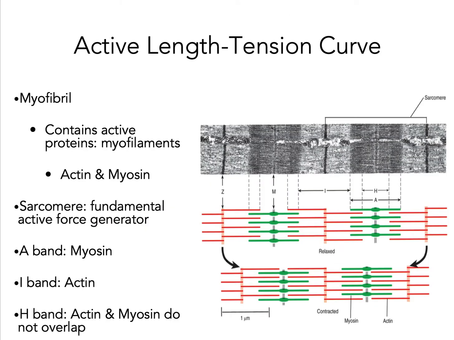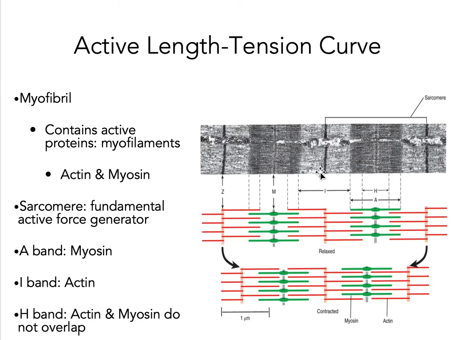Now, let's take a look at active length tension curve. The regular organization of the filaments produces a characteristic banded appearance of the myofibril as seen under the microscope right here. So myofibril contains, as we mentioned, active proteins, myofilaments. We have actin and myosin. We have a sarcomere, which is a fundamental active force generation unit of the muscle.